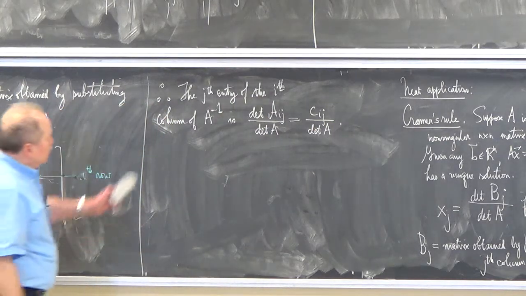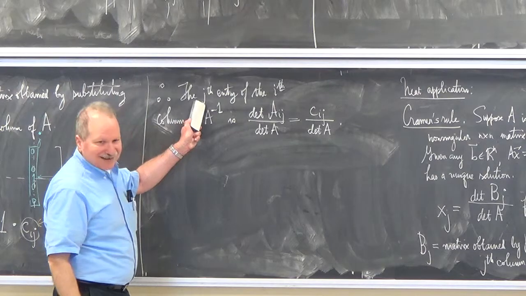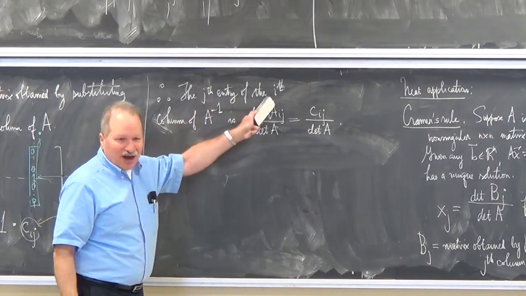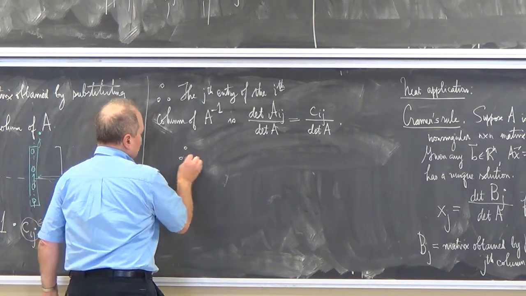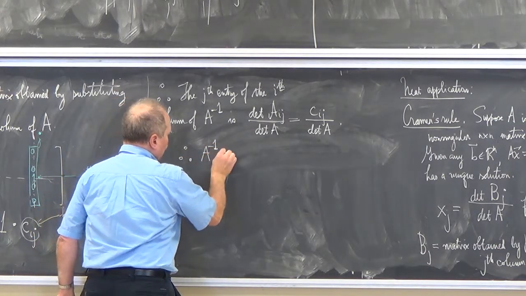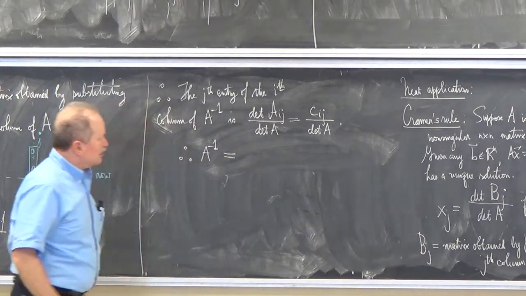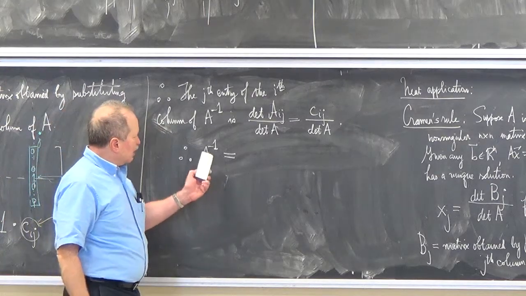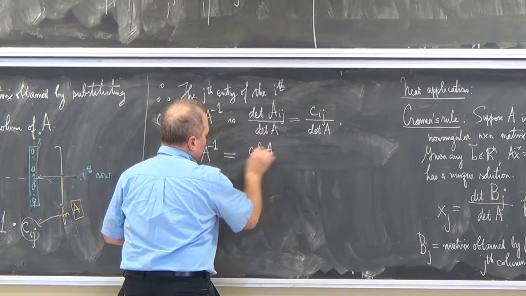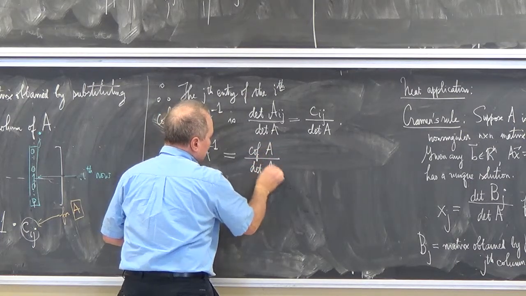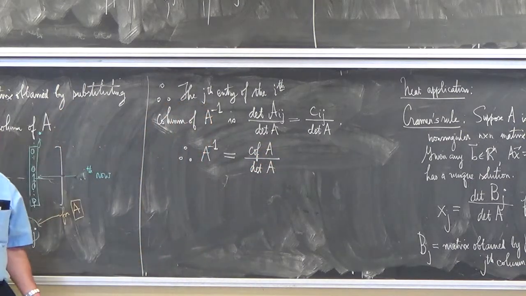So the jth entry of the ith column of A inverse is this matrix. And we just need to flip the J and the I in the C. So what does that mean? Well, that means that I should be able to take the cofactor matrix, divide it by the determinant, and get the entries of the inverse.